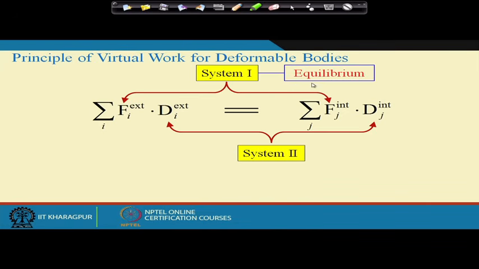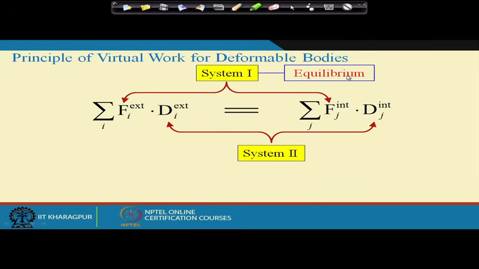Now, what constitutes system 1? The equilibrium constitutes system 1, because when we apply some external force on a structure, some internal forces develop in different members, and the summation of internal forces should be equal to the summation of external force, right? That is the equilibrium condition. So what constitutes system 1 is the equilibrium.